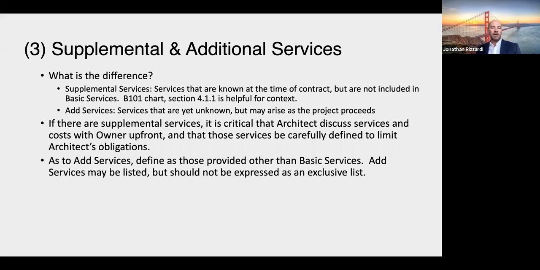The B101 has the chart, but then in the following section, 4.1.2, there is a space for you to define what that service will be. You can obviously attach to that contract, but that space has got to be utilized. Otherwise, you're just leaving yourself open to exposure for the client saying, well, you said you'd do this entire scope, and there's no indication that it was limited. So just pay close attention to that.